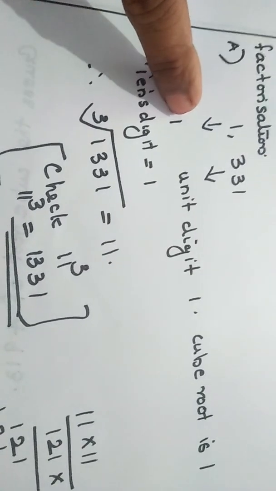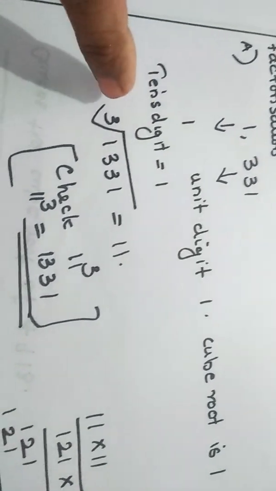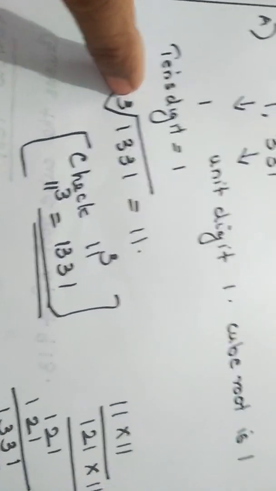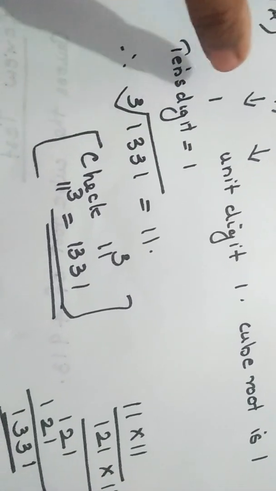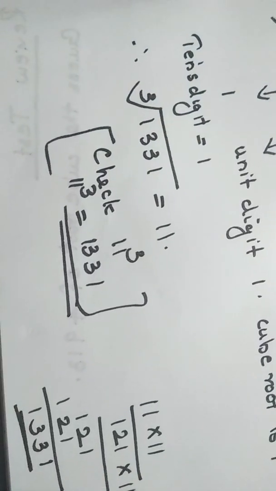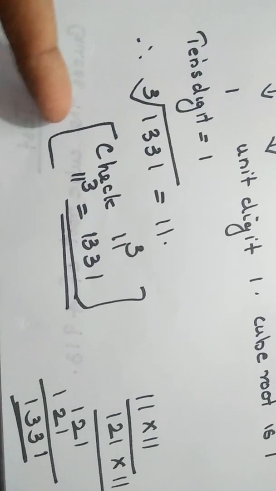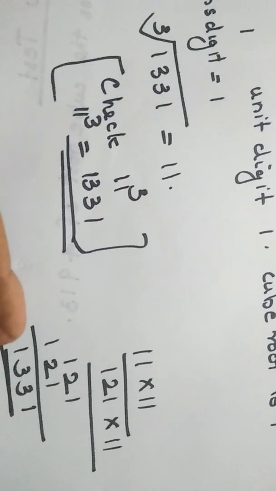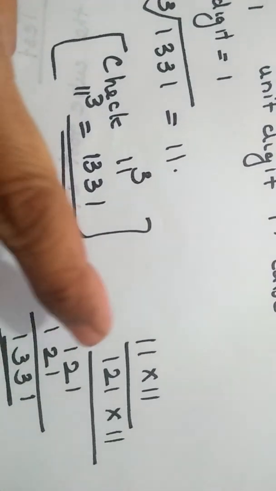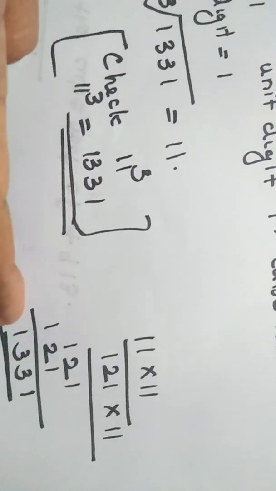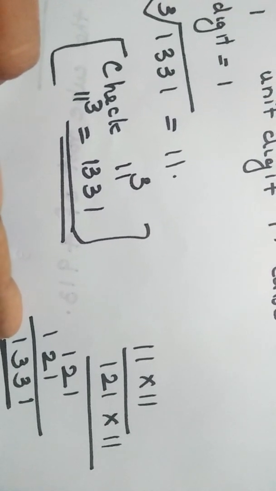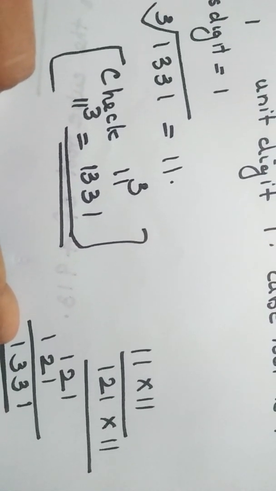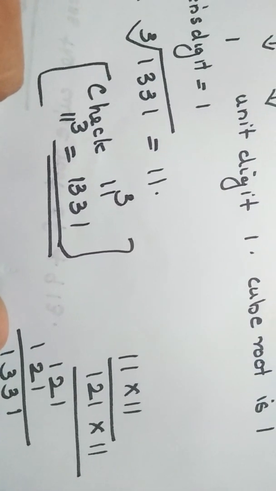1 is the cube of 1 itself. So we can write cube root of 1331 equals 1, 1. That is 11. We can check whether it is correct or not. 11 into 11, 121, into 11, 1331. This is the way we do by guessing or estimation.